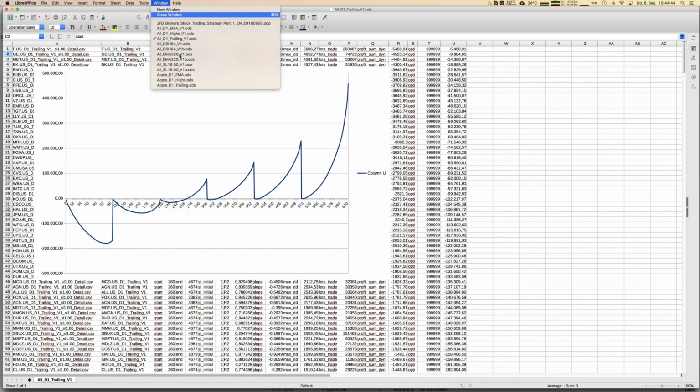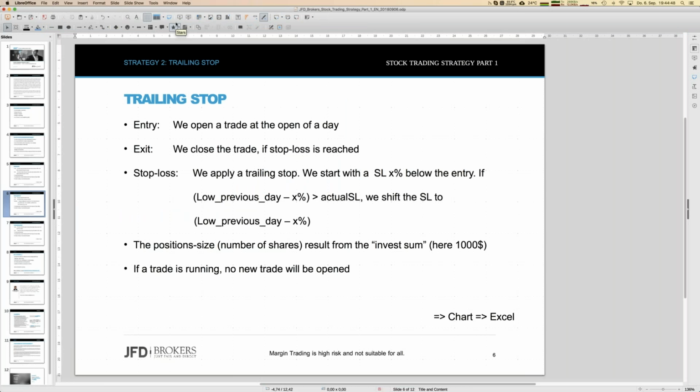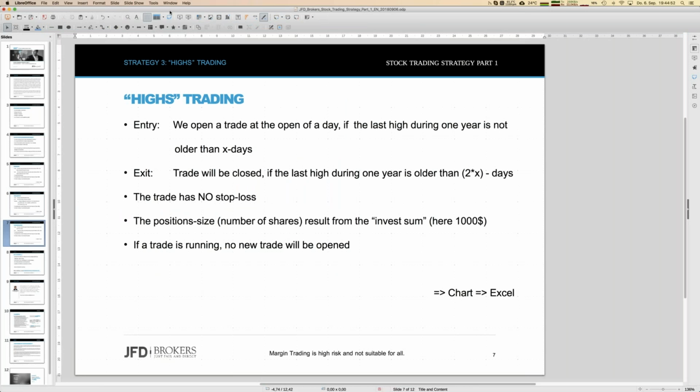That was the second strategy. Now it comes to the third one. And the third one, and I don't have a better name, is just what I call highs trading. What does it mean?